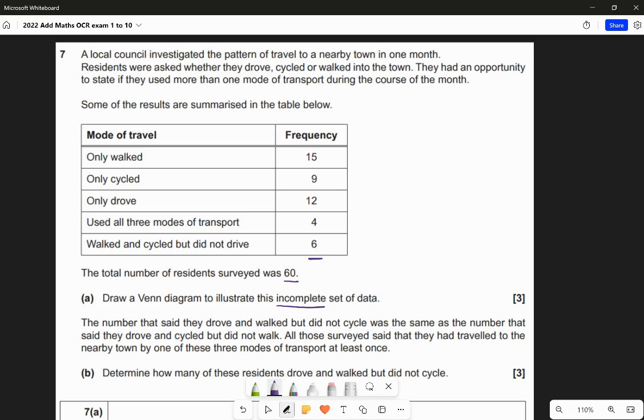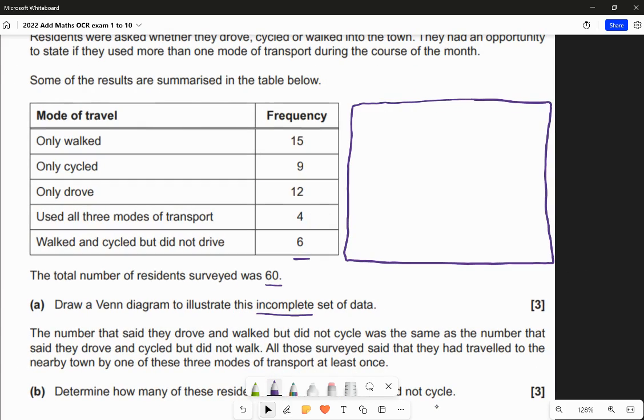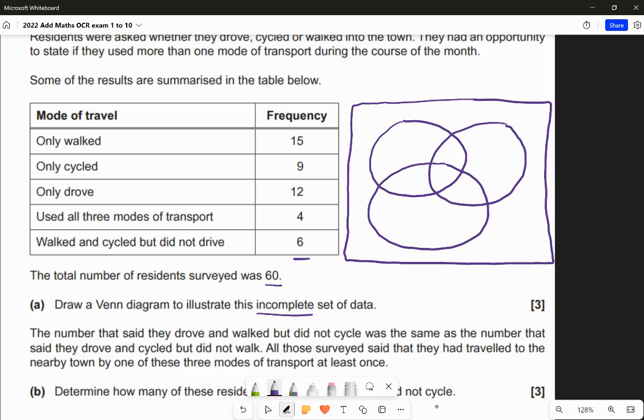I'm going to draw it just right here next to it so I can see everything very clearly. So there are 3 modes of travel, some of them intersecting with each other, because it says some people used all 3 modes, some people used 2 of the modes and not the other one. So I'm going to show 3 intersecting circles.